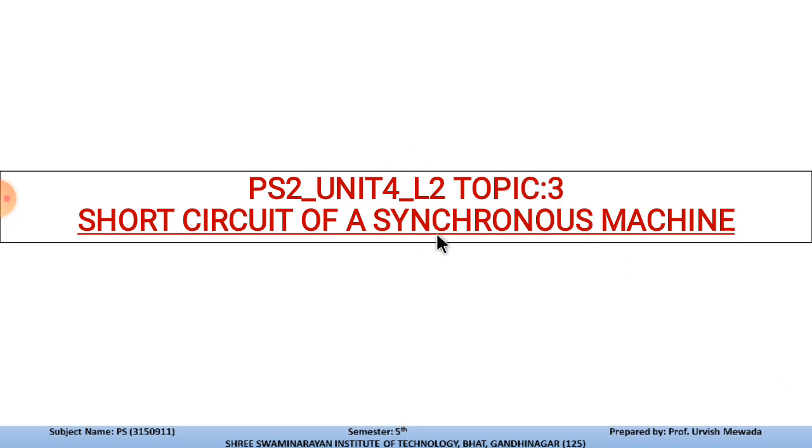In the last lecture, lecture 1, we discussed the introduction of symmetrical fault analysis and the transient on a transmission line. Also, in the transient on a transmission line, we derived the equation for the symmetrical short circuit current and DC offset current. Now, today we are going to discuss the short circuit of a synchronous machine. So let us discuss what will happen whenever a short circuit takes place inside the synchronous machine. So this is our lecture number 2 of unit number 4.